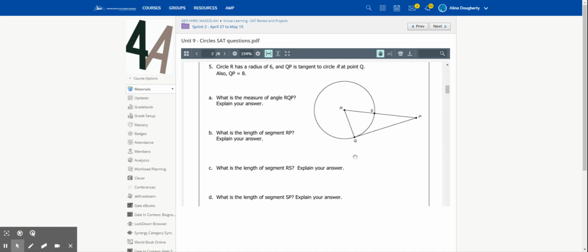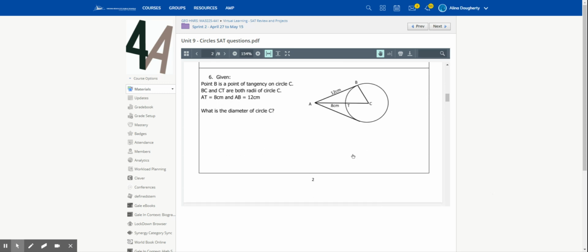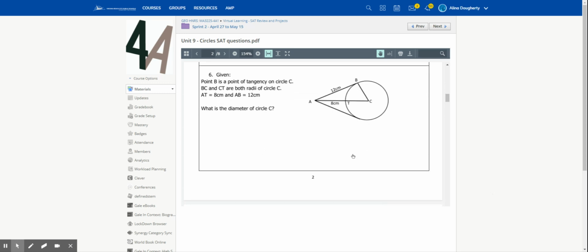All right, question number 6. Given point B is a point of tangent C. So what do we know because it says it's a point of tangent C? Yes, we know that's a right angle. BC and CT are both radii. Okay, so we know those are both radii. So that's R and R. AT is 8 and AB is 12.